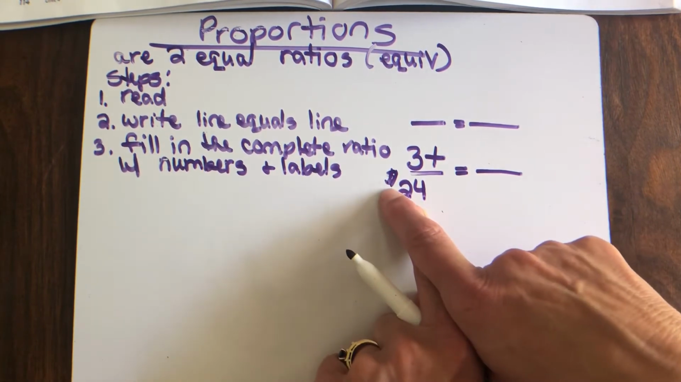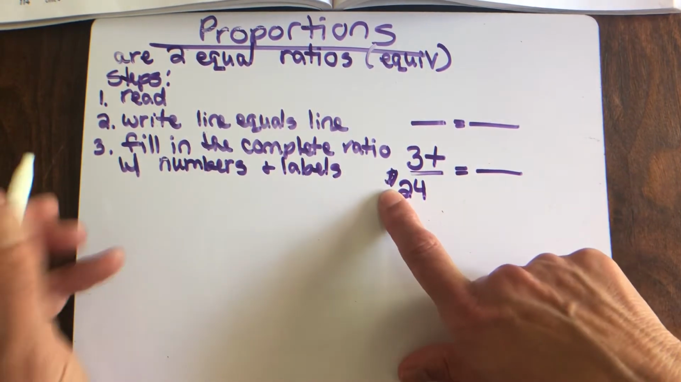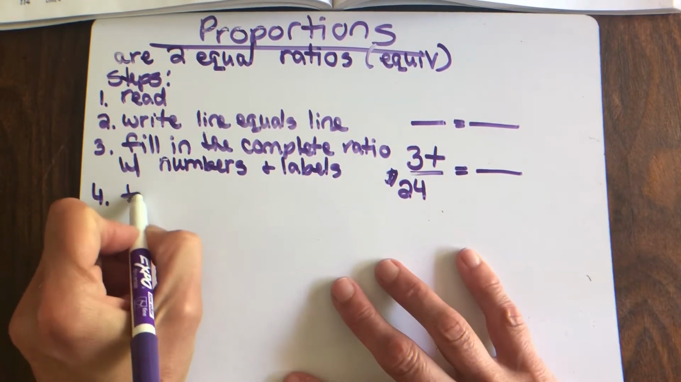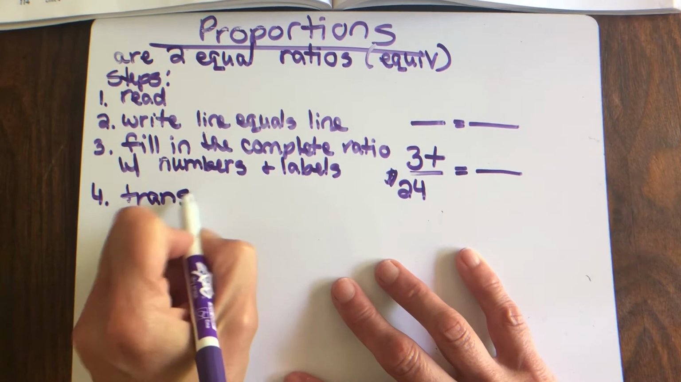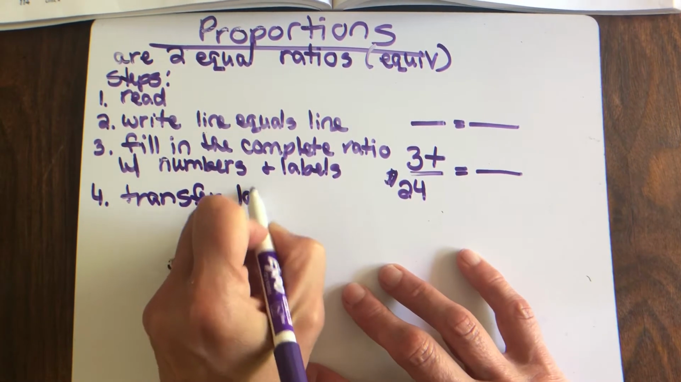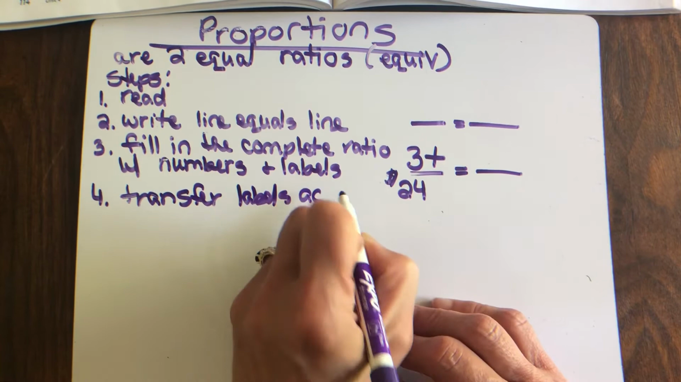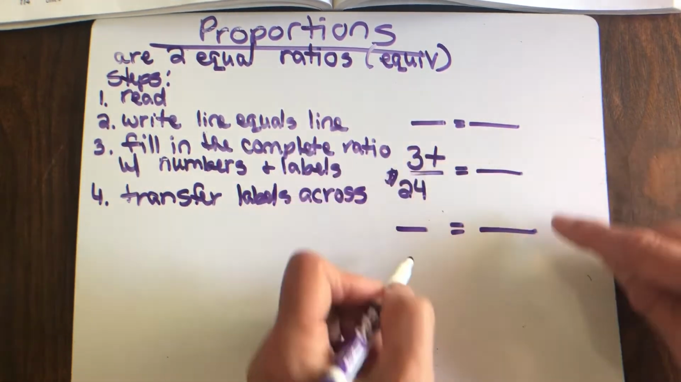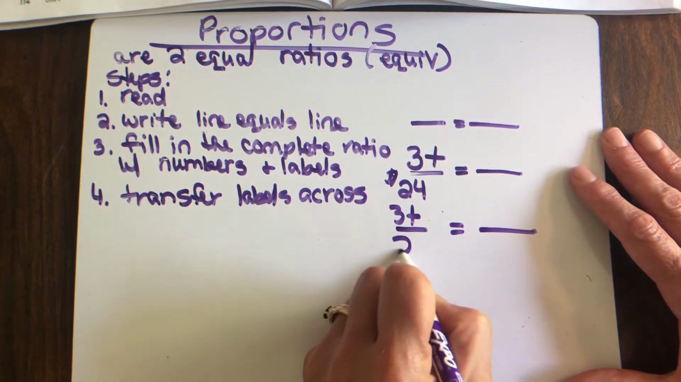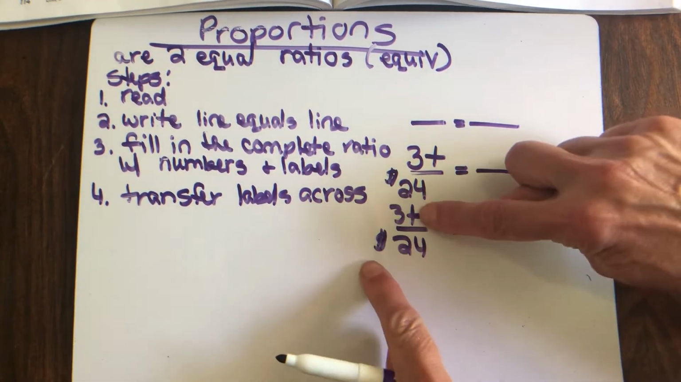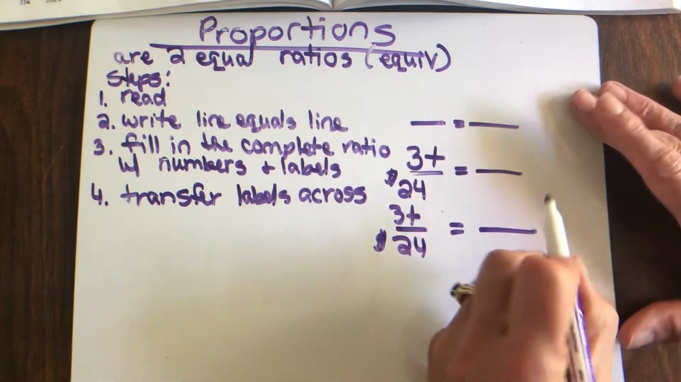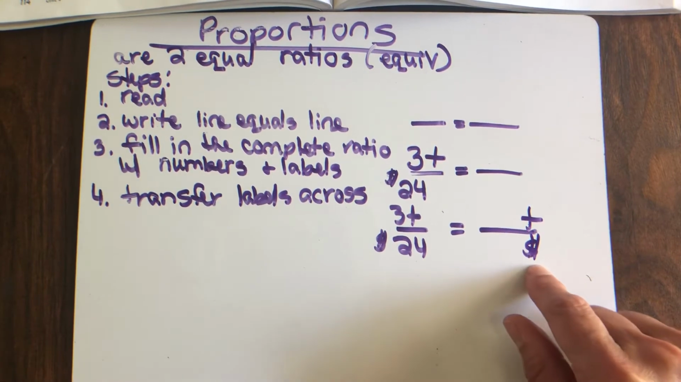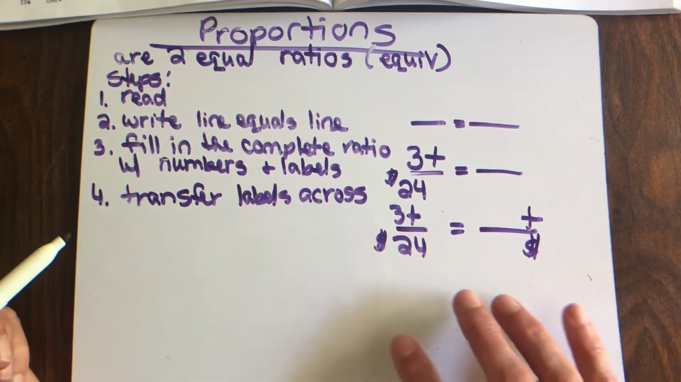You know, technically it's supposed to be in front, right? Now, step 4, we're going to transfer our labels to the other fraction line. So transfer labels across is all I'm going to write. If I'm writing it every time so you can see the progression, you've already got your 3 tickets, you got your $24. I'm going to take tickets and dollars, and it's coming over here. Now, I don't really care that the dollar sign is before the number. The point is to get it in the right spot, okay?